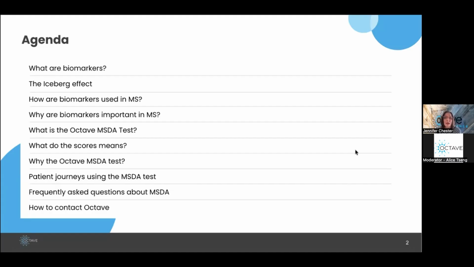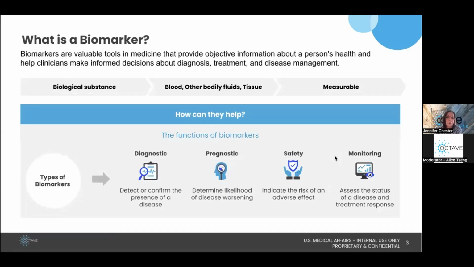and then we'll talk about our test, the Octave MS Disease Activity Test. What does the score mean? We'll talk about the results and the numbers and what that all means to you. Why are we using the Octave MSDA test? Then we're going to go over some examples of patient journeys using the MSDA in practice. And then we'll go over some questions and then how to contact Octave if you're interested for more information.